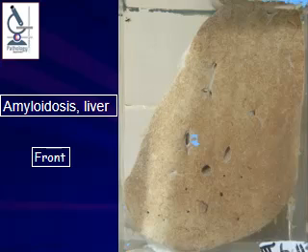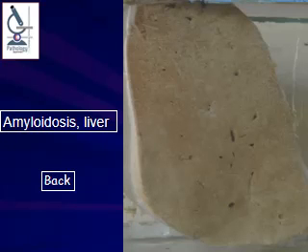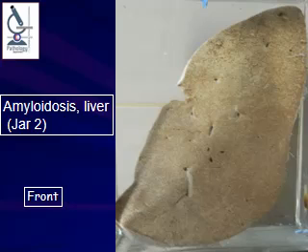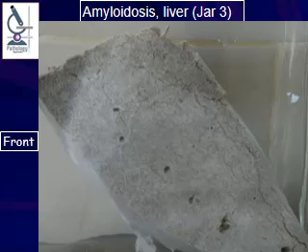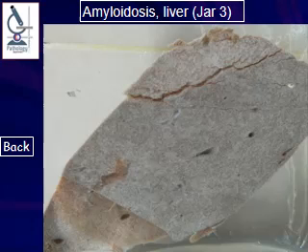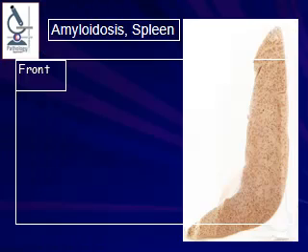Again, this is our jar amyloidosis in liver. This is the back view of the jar, also amyloidosis in the liver, and as we see here in the liver amyloidosis, we have only a slice of the liver. The same jar, same description, amyloidosis in the liver.